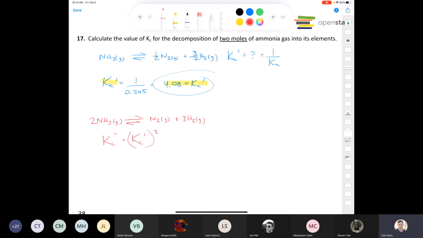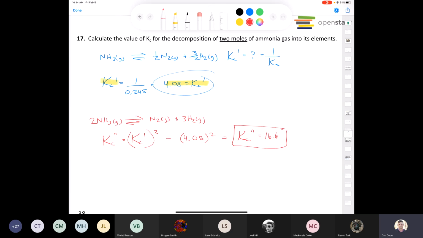When you multiply by a factor, you take the equilibrium constant and you put it to the power of that factor. And so it's going to be equal to 4.08 squared. And so we get that Kc double prime is going to be equal to 16.6. Okay, so just a little practice with those rules.